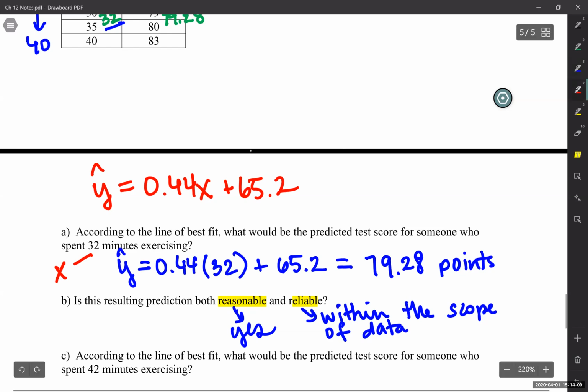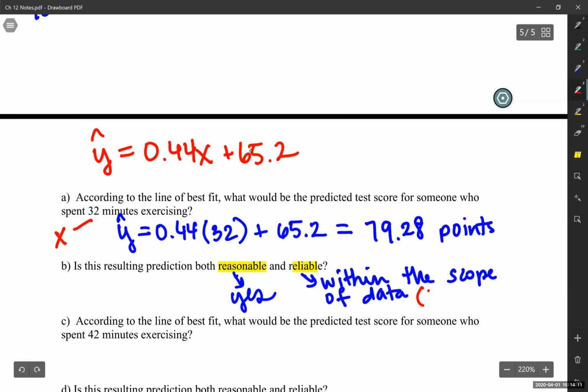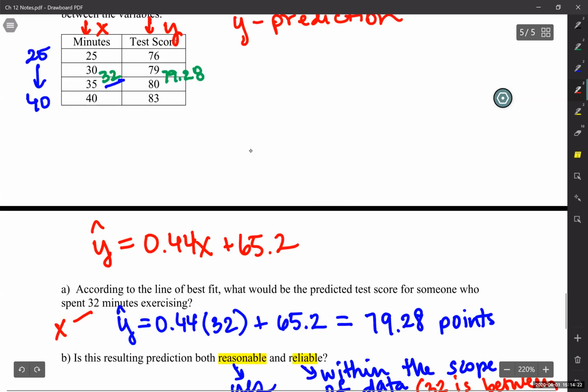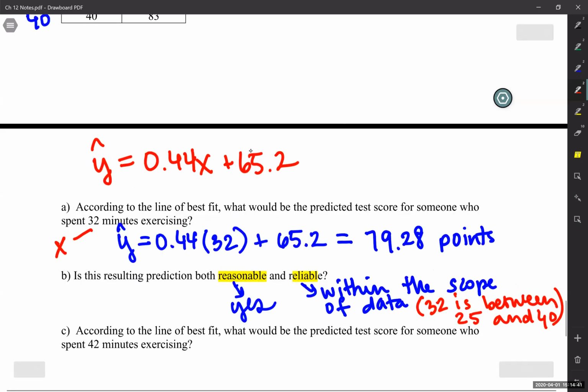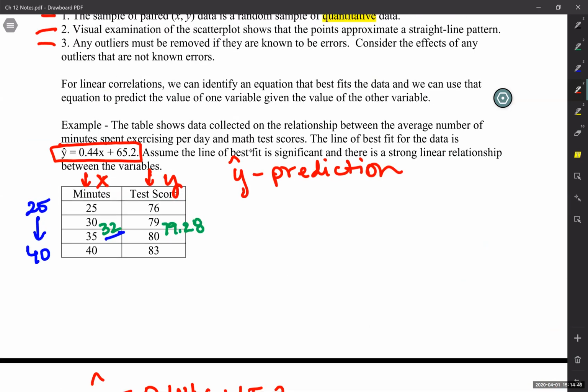That's the official answer. But what I mean by that is 32 is between, what was it, 25 and 40. It falls right there in that interval of data values we have. We can only use our lines to predict things within our interval. We can't predict things into the future because we don't know what is going to impact that. There's limits to it.